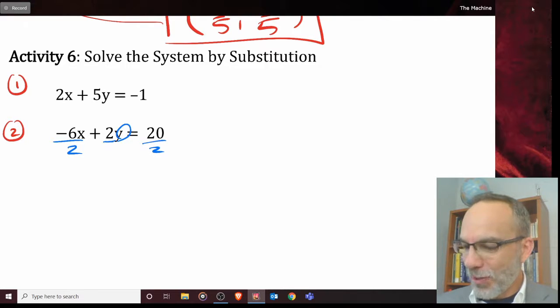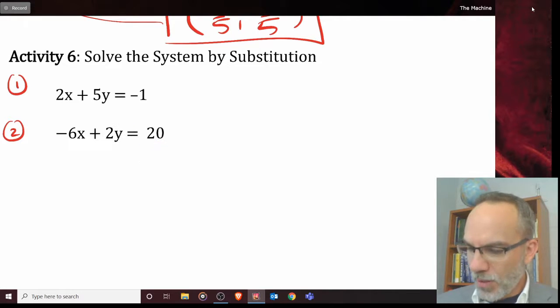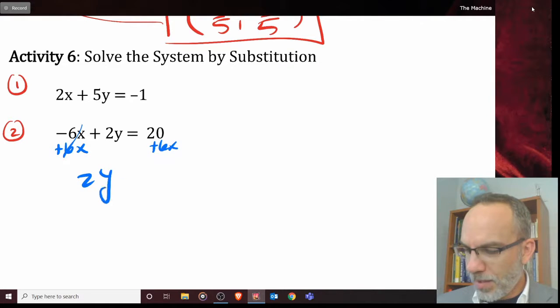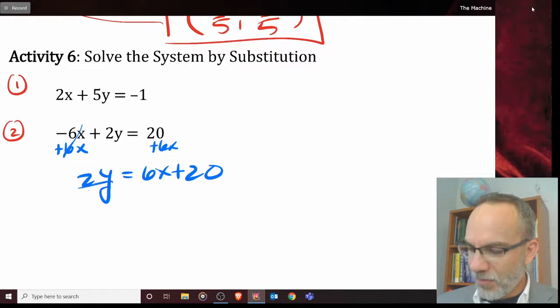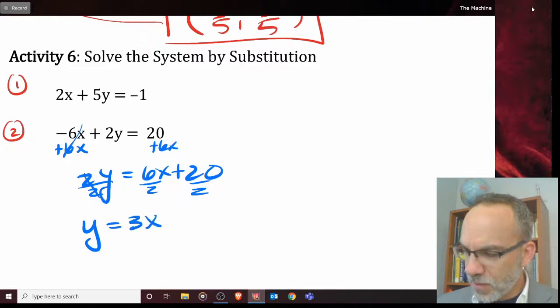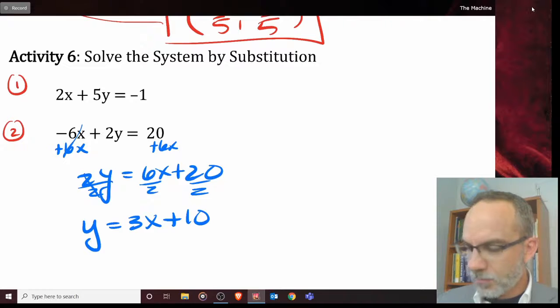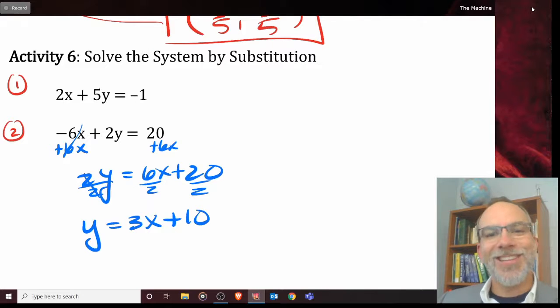So let me solve equation number 2 for the y variable. I'm going to add 6x to both sides, so plus 6x. So this cancels. I'm going to get 2y is equal to 6x plus 20. Now divide everything through by 2, divide that by 2, divide that by 2, cancellations. And now I get this very comfortable y equals 3x plus 10. Nice. No fractions. Now what?